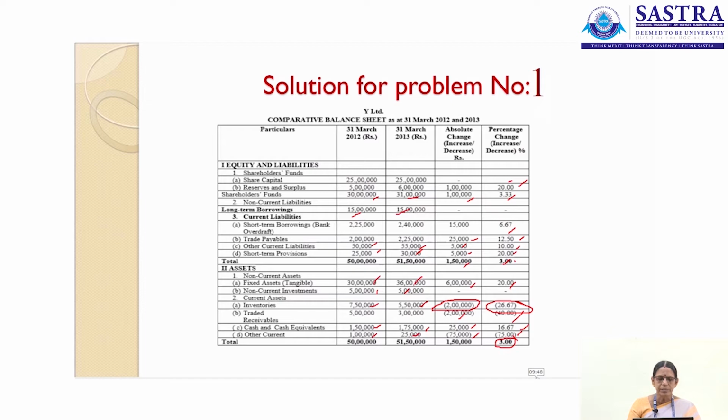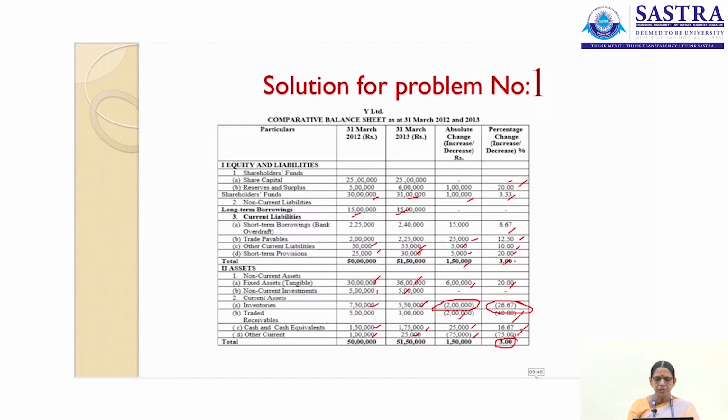Now non-current assets, fixed assets we have 30 lakhs, 36 lakhs, we have a 6 lakhs increase, 6 lakhs divided by 30 lakhs, we have 20% as increase. Non-current investments we don't have any change as 5 lakhs remains the same. Then current assets we have inventory 7 lakh 50, 5 lakh 50, we have a decrease of 2 lakhs. So see here the decrease has been shown in a bracket. Whenever any figures are mentioned in the bracket, that shows a decrease. Again the percentage should also be written in a bracket, that is 26.67.